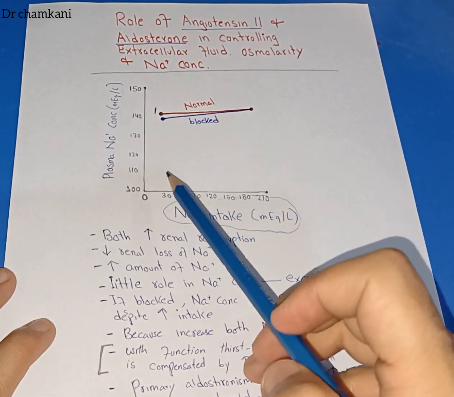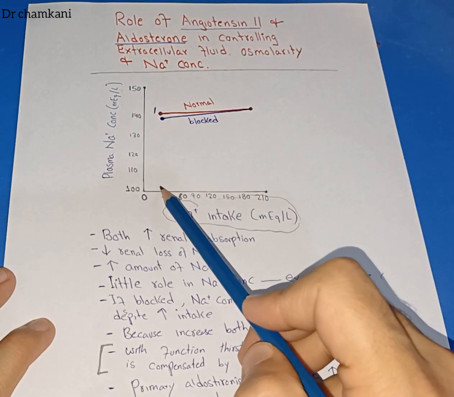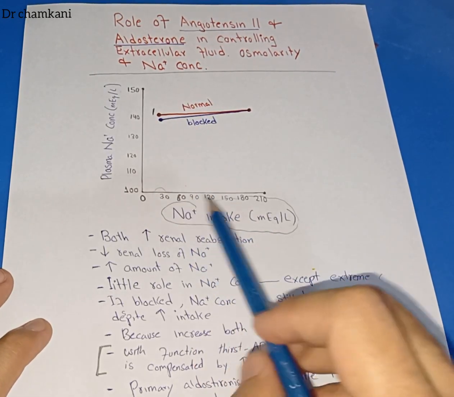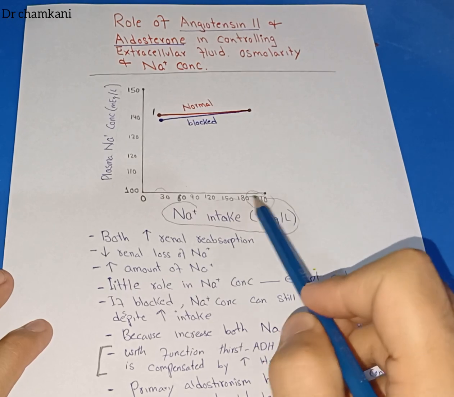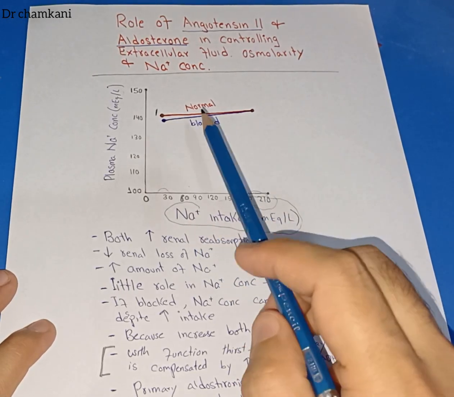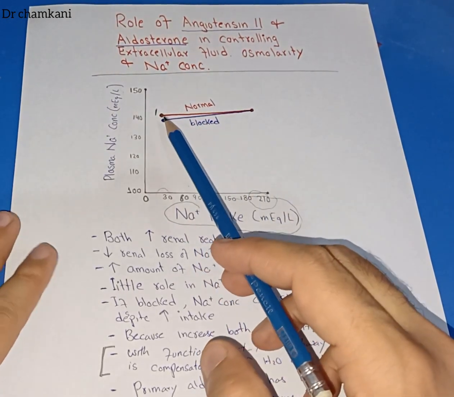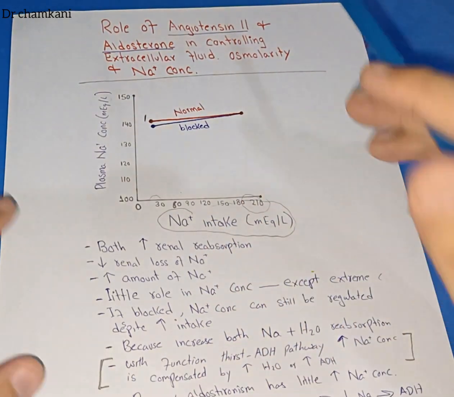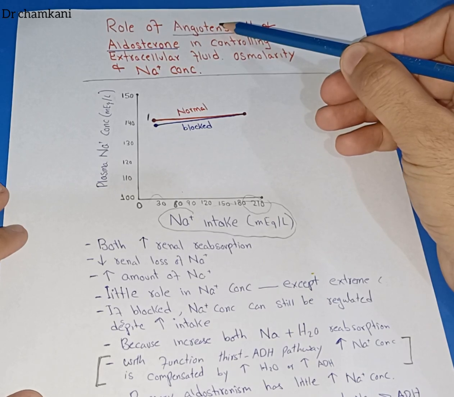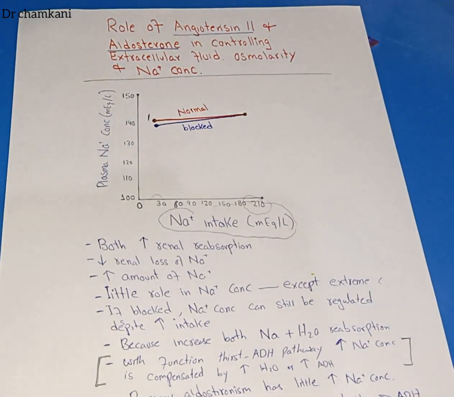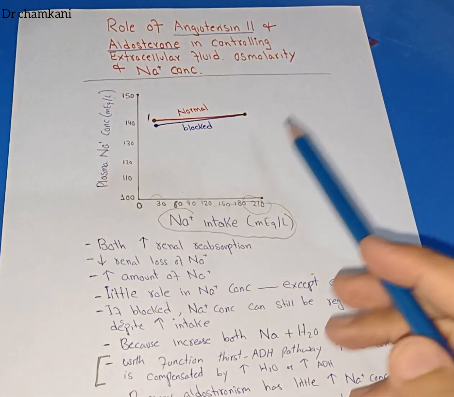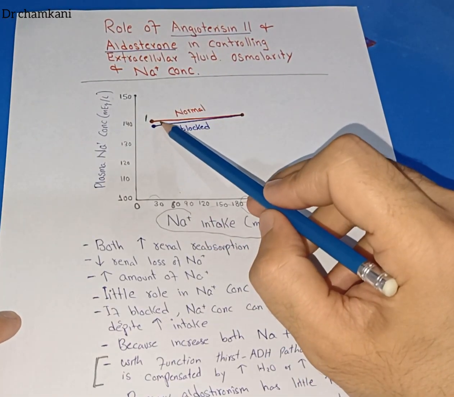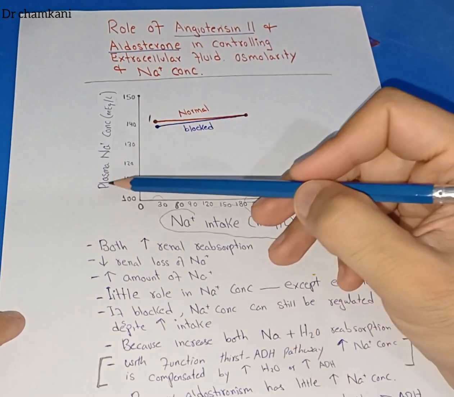So the sodium intake was here at 30 milliequivalent per liter, and the sodium concentration in plasma was here. Now the intake has been increased to around 210 milliequivalent per liter, but still the plasma osmolarity or the plasma sodium concentration remains the same, or there is very little difference. Now, even if we block the angiotensin 2 and aldosterone so they are not functioning, and then we start increasing the intake of sodium, still there is very little difference in the plasma sodium concentration.